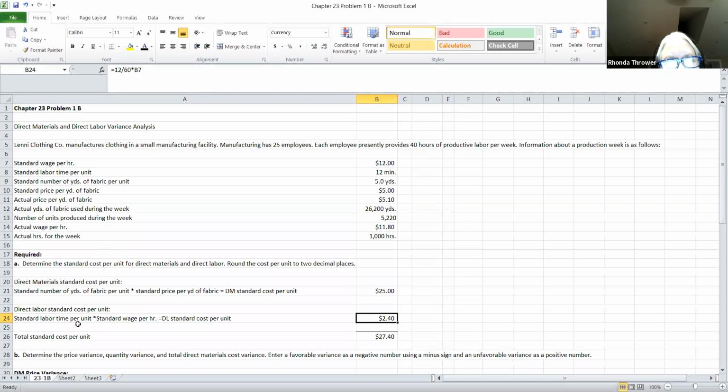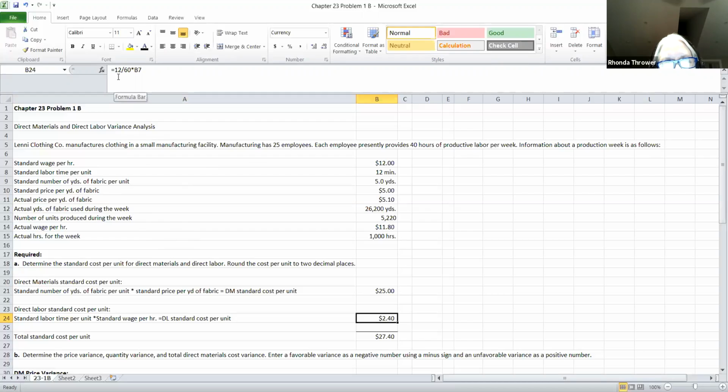The standard labor time per unit was 12 minutes. But what we need to do is convert this to an hourly amount. So you see here where I've divided it by 60, that's 60 minutes. So 12 minutes divided by 60 minutes is the part of an hour that it takes to produce 1 unit. And then we're going to multiply that by the wage per hour. That was our standard wage per hour of $12.